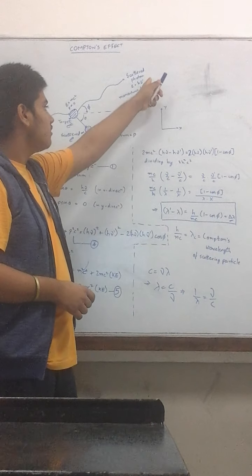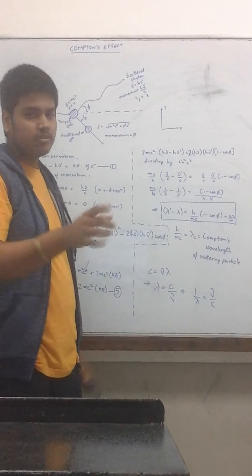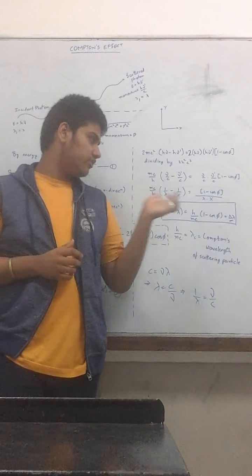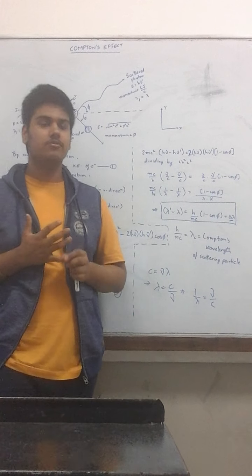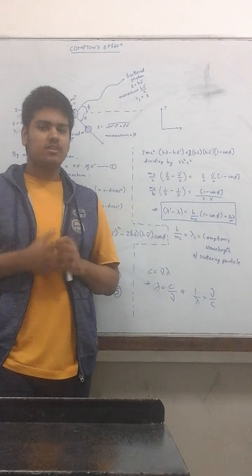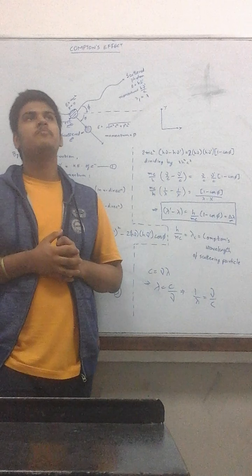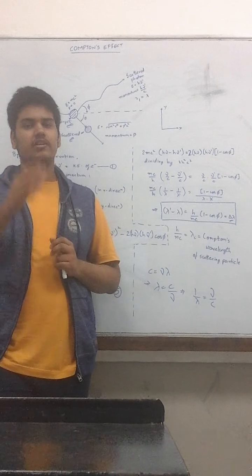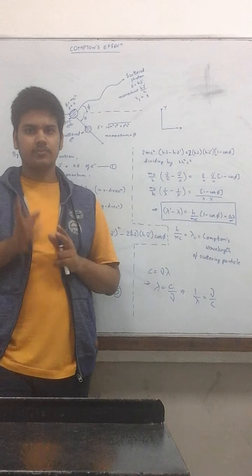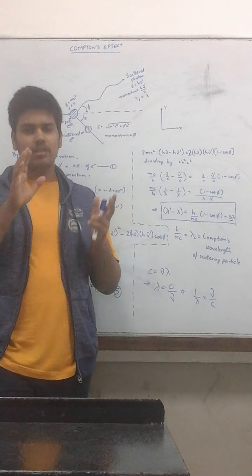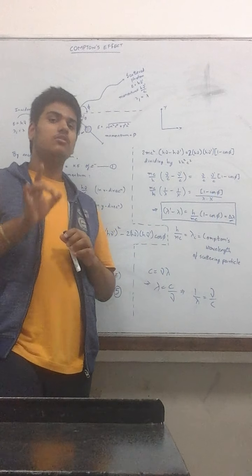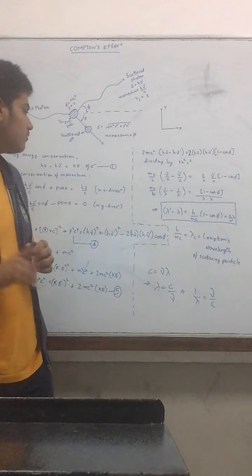Lambda dash is the wavelength of the scattered photon, lambda is the wavelength of the incident photon. The wavelength of the scattered photon will in this case be greater than the wavelength of the incident photon. The reason being, some part of the energy of the incident photon was transferred to the electron as it got scattered. So the energy of the scattered photon is less than that of the incident photon. Hence the frequency of the scattered photon is less than that of the incident photon, which means that the wavelength of the scattered photon will be more than that of the incident photon.